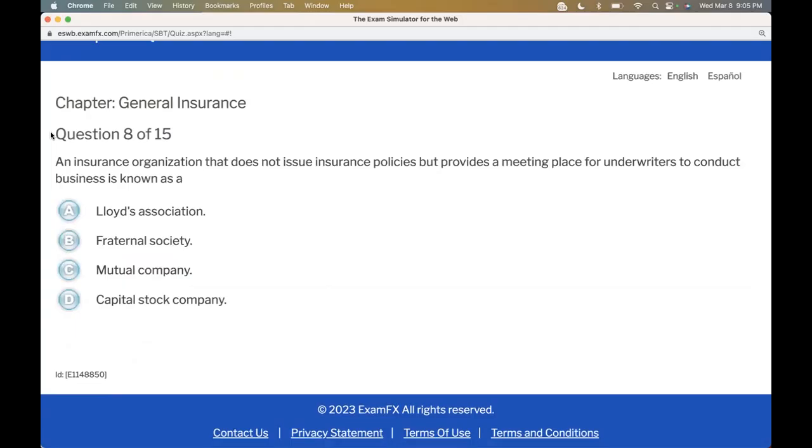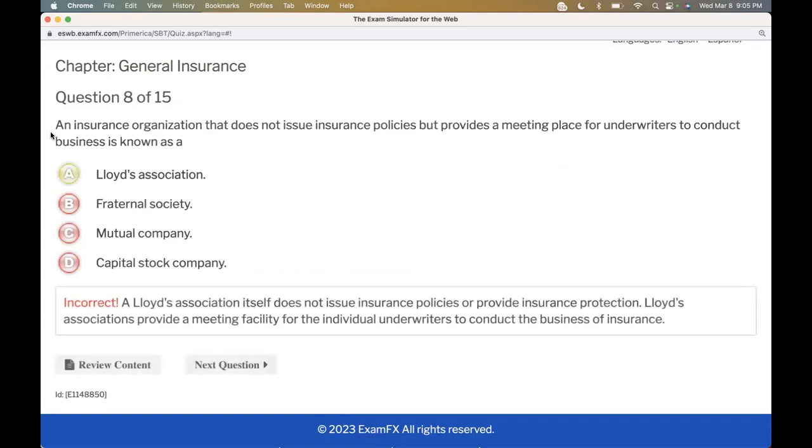An insurance organization that does not issue insurance policies but provides a meeting place for underwriters to conduct business is known as: marketplace, capital stock company, Lloyd's association, fraternity. Dang, it could be D. I'm gonna go with B. Oof, we're both wrong. Lloyd's Association. A Lloyd's Association itself does not issue insurance policies or provide insurance protection. It provides a meeting facility for the individual underwriters to conduct the business of insurance. Okay, now I know. Now you know.